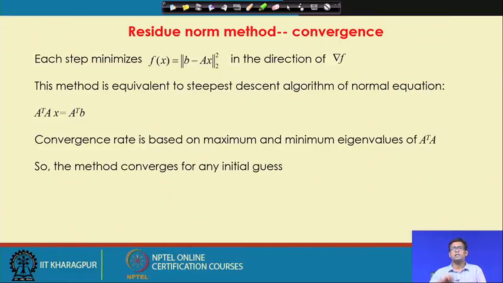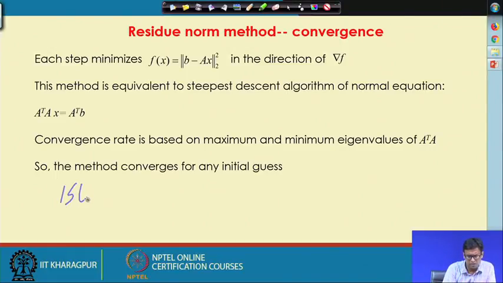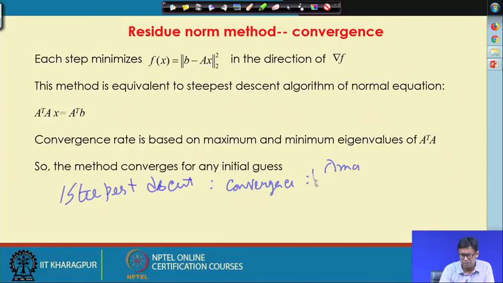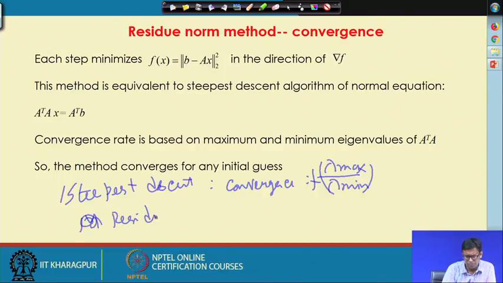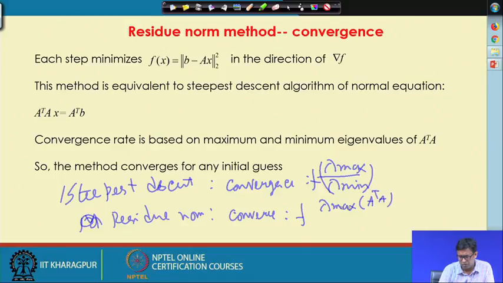Now, there is a small catch here. If we think of steepest descent, convergence is a function of lambda max and lambda min, and in residue norm, convergence is a function of lambda max of A transpose A by lambda min of A transpose A.